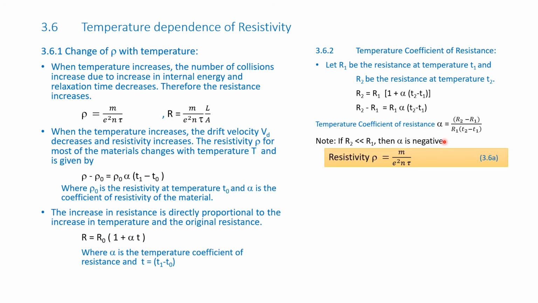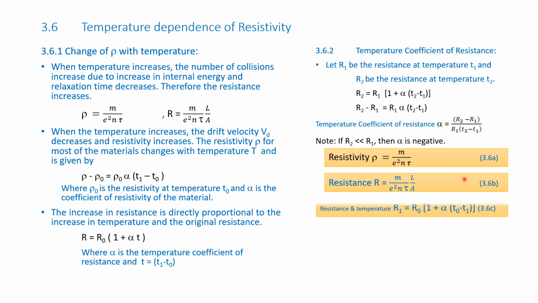Now repeating, resistivity rho is equal to m over e square n tau. This is equation 3.6a. Resistance R is equal to m into L divided by e square n tau into A. So here you see the difference between resistivity and resistance is the factor L by A. When we multiply rho by L by A, it becomes resistance. Let this be equation 3.6b.